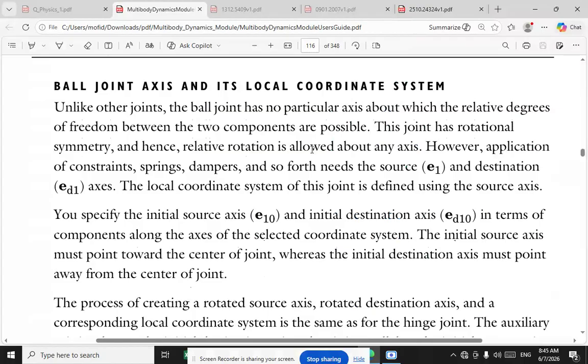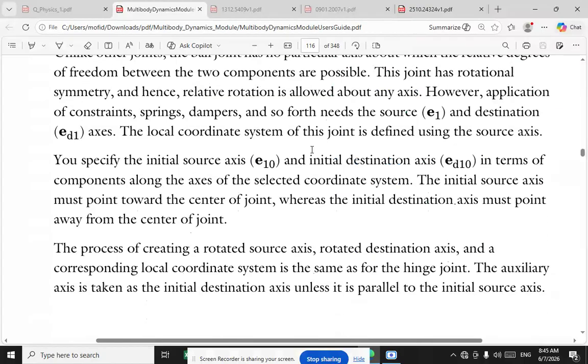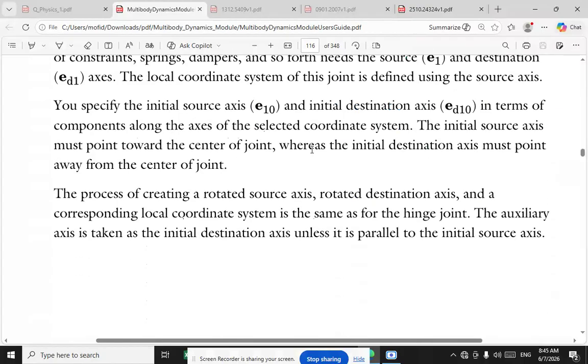One axis, the local coordinate system of this joint, is defined using the source axis. You specify the initial source axis E10 and initial destination axis E destination 10 in terms of components. Along the axis of the selected coordinate system, the initial source axis must point toward the center of the joint, whereas the initial destination axis must point away from the center of the joint.